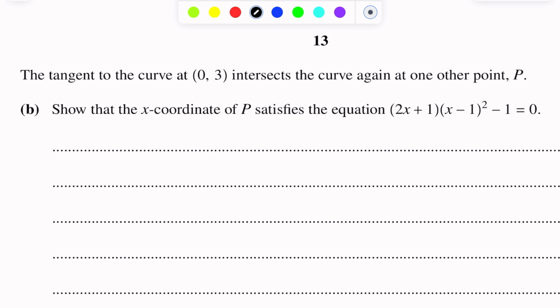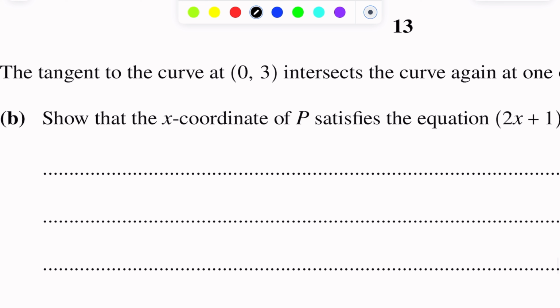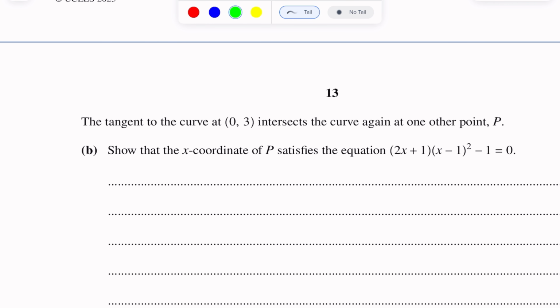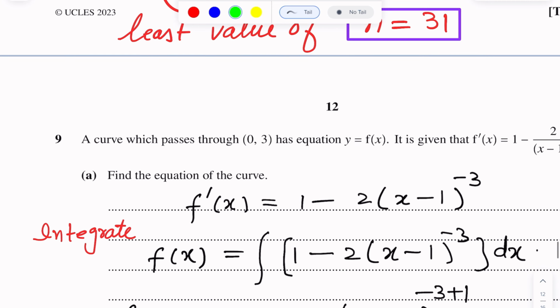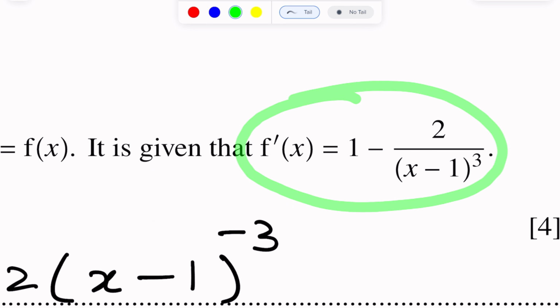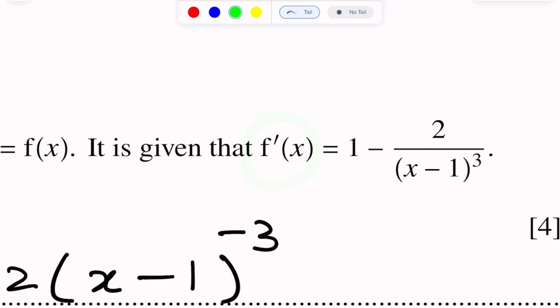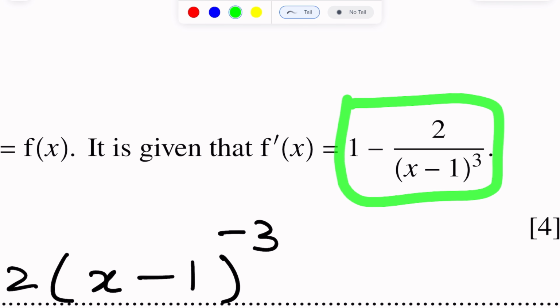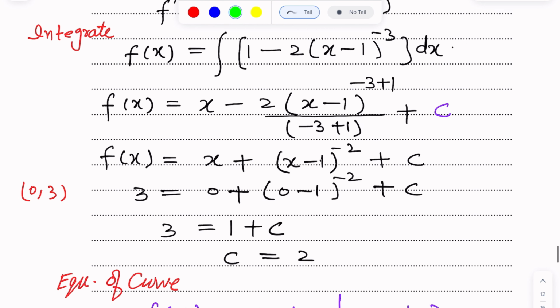Now to find the equation of the tangent, first we will find the gradient of the tangent. Now the gradient of the tangent is given in the start of the question. f'(x) is the gradient. This is the f'(x). This is dy by dx actually. Gradient is given. This is the gradient of the tangent.